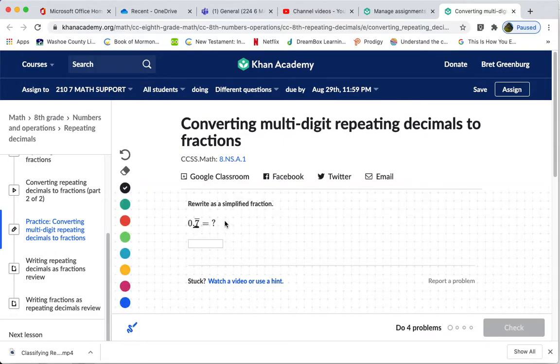the number. So right here we have a 7 that's repeating, but we're just going to write the 7. And then normally if it was 0.7 without the repeating part, it would be 7 over 10. Because it's repeating, we write it over 9. So 7 over 9. That should be that one.